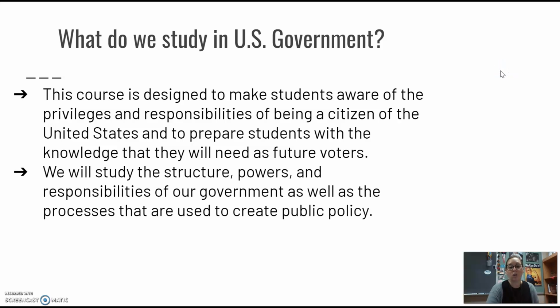So we will study the structure, powers, and responsibilities of our government, as well as the processes that are used to create public policies. We're really going to look into the three branches, the checks and balances, what each branch is responsible for in terms of our government, all of that good stuff.